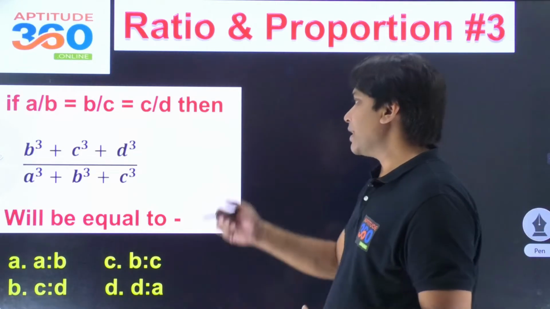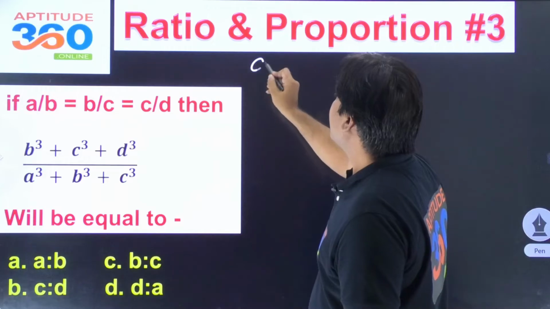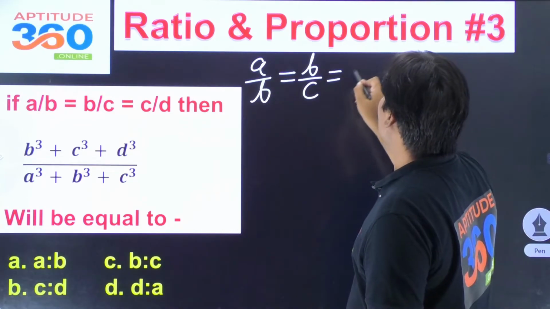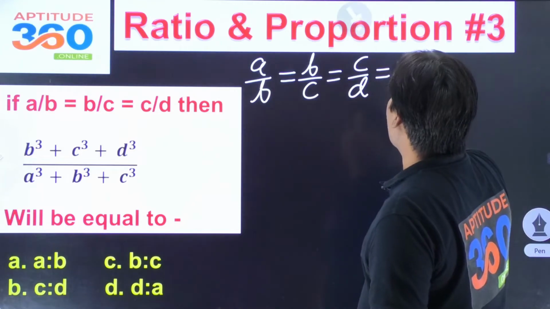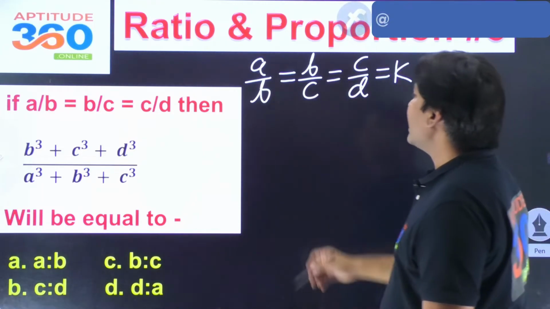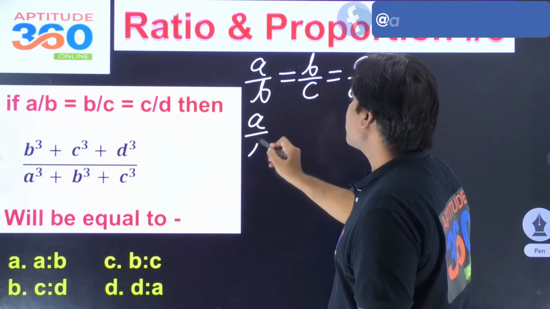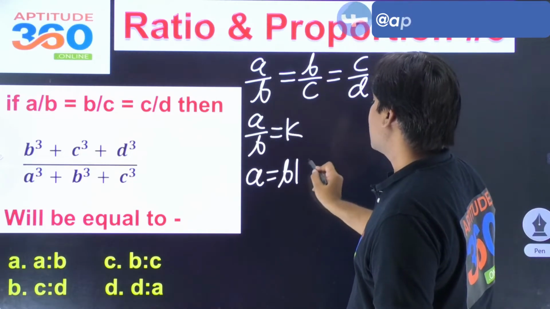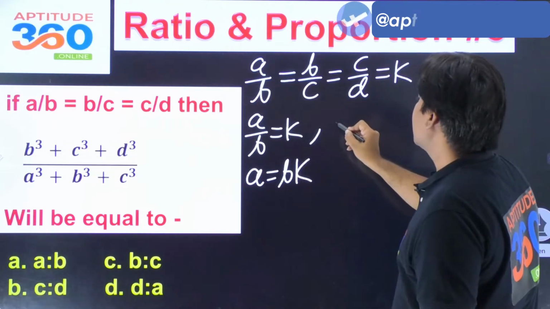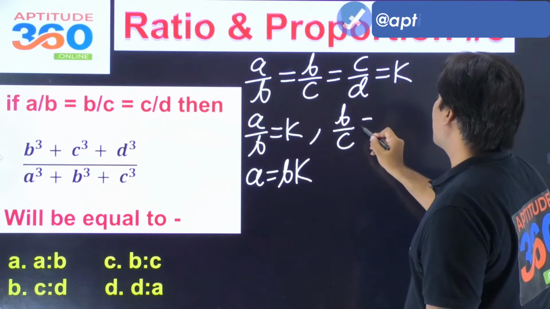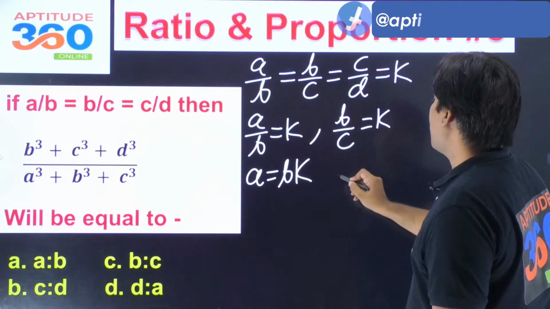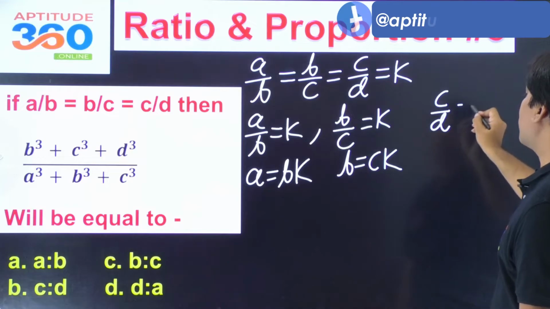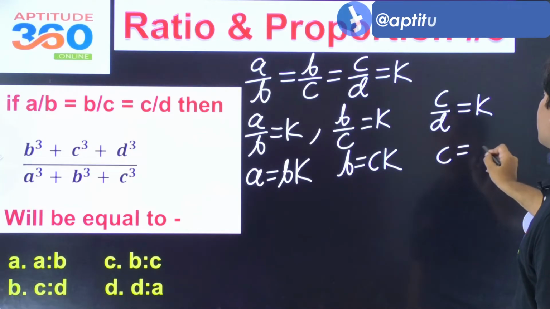जैसे if I say that A by B is equal to B by C is equal to C by D. Now this value is K, right? So what can I do? Can I say that A by B is also K? So can I write A as B times of K? Can I write B by C is equal to K? So B becomes also C times of K. And C by D is equal to K. So C also becomes D times of K.